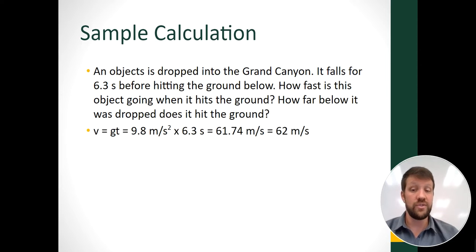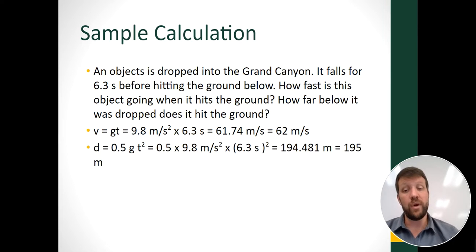So just using those equations, v is gt, that 9.8 meters per second squared, times the 6.3 seconds it fell. You can see how fast it was going at the bottom. And then 0.5 gt squared, we're plugging our numbers in there as well. And we're seeing in the second case that those seconds are canceling out. Meters per second squared times seconds squared, that leaves us with just the meters.